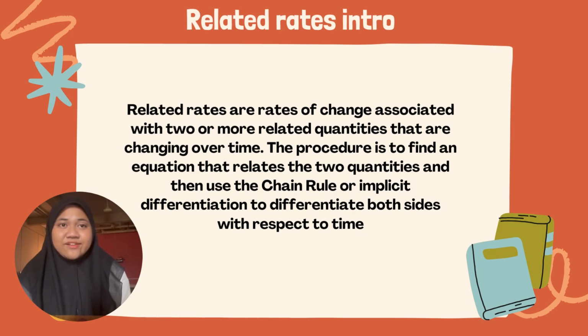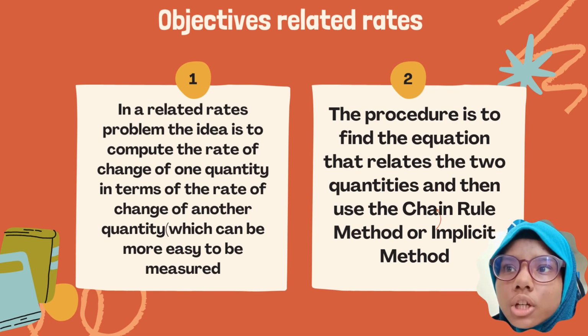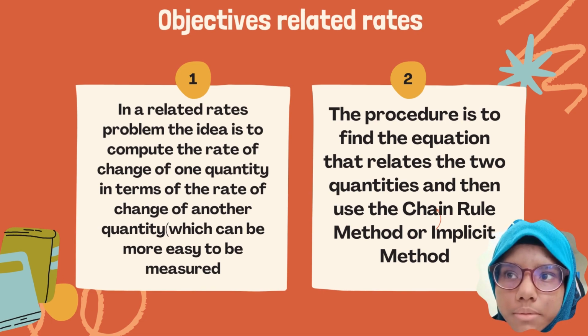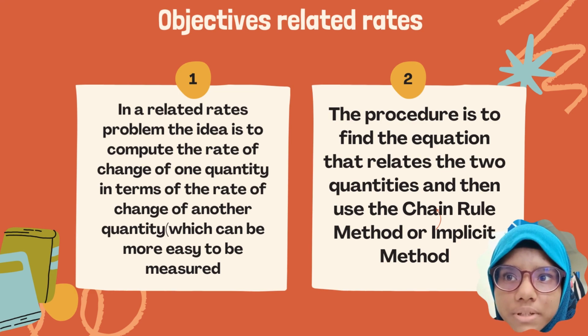Okay, so what is related rates? Related rates are rates of change associated with two or more related quantities that are changing over time. The procedure is to find an equation that relates the two quantities and then use the chain rule or implicit differentiation to differentiate both sides with respect to time. The objective of related rates is to change one quantity to another so that it can be more easily measured. And the second is to find the equation that relates the two quantities and then use the method, which is the chain rule or the implicit method.